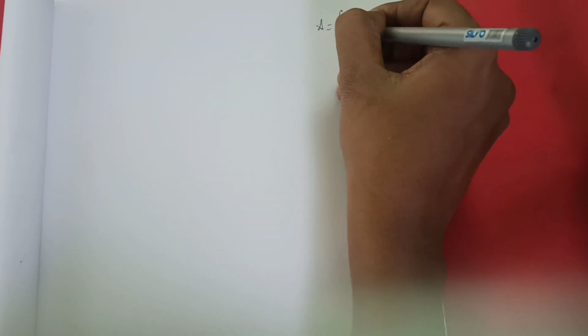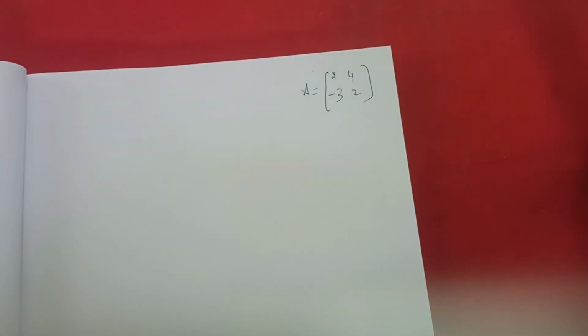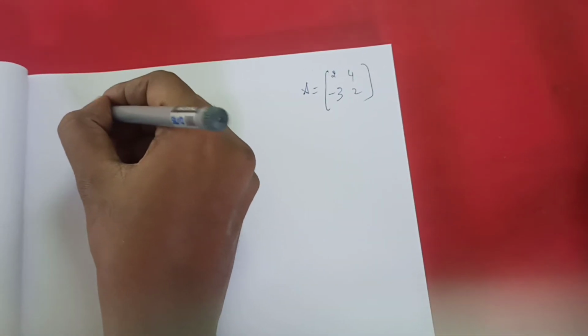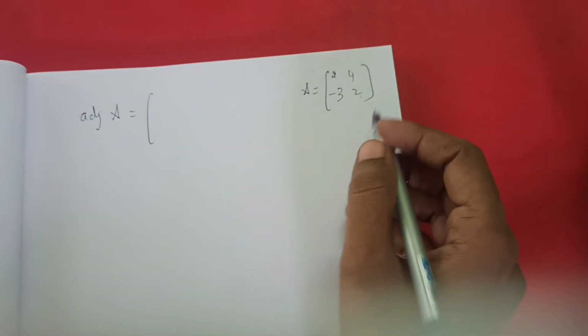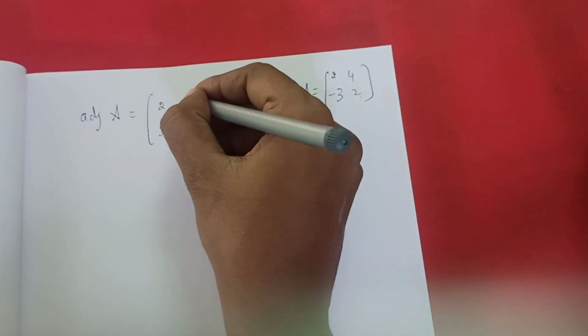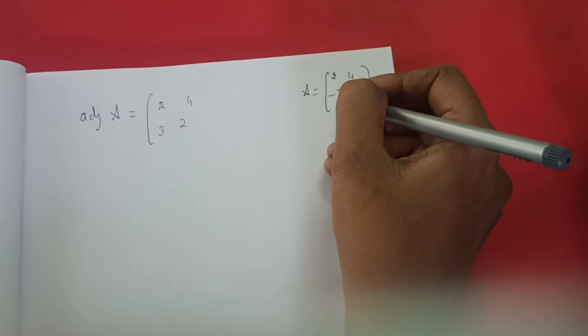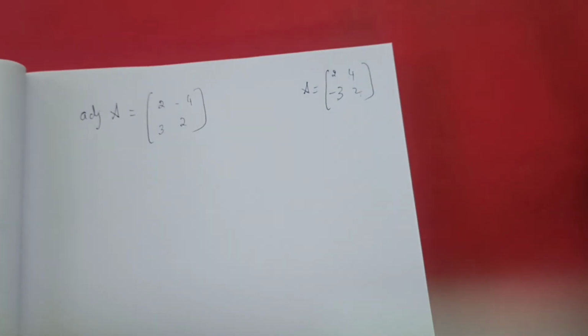For a 2 by 2 matrix, how will you find the adjoint of A? I am writing the given matrix. Given A is equal to [2, 4; -3, 2]. In the last class I have taught you that if it is a 2 by 2 matrix, we can find the adjoint of A in one line itself. What will you do? Just change these two numbers. The 2 and 2 stay the same, the 4 and 3 stay the same, but you need to change the symbol. Here it is minus, so here it will be minus. Already I taught you in the last class. Can you remember?